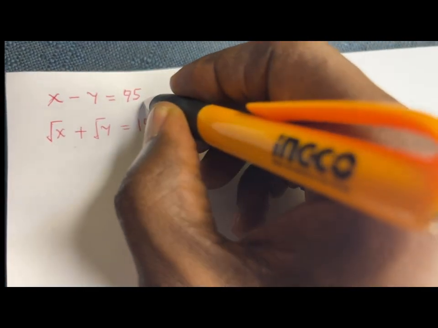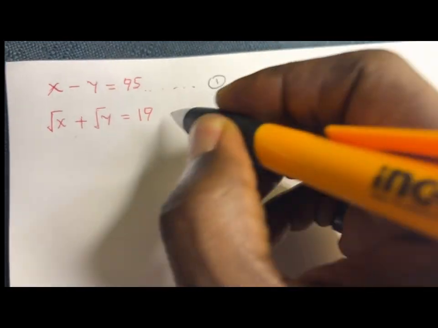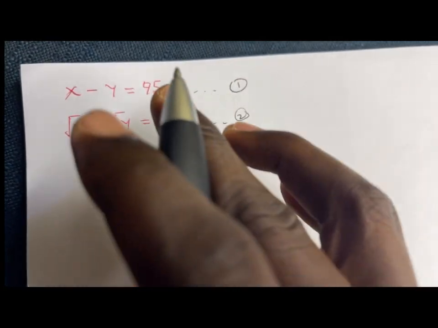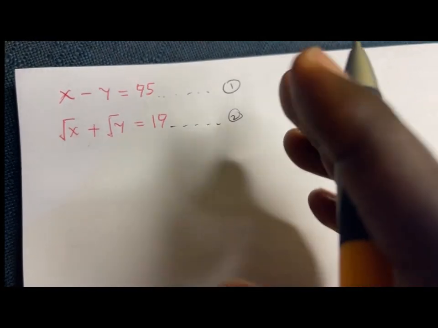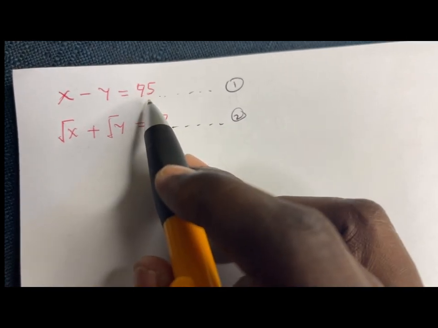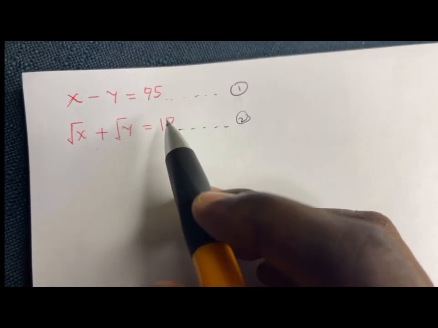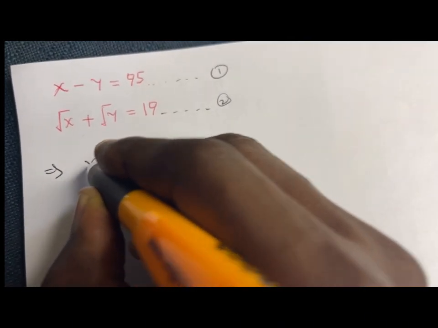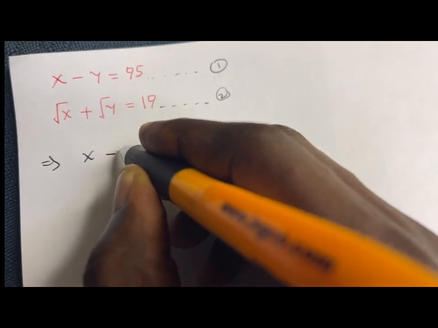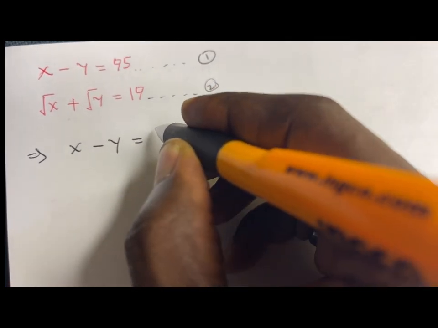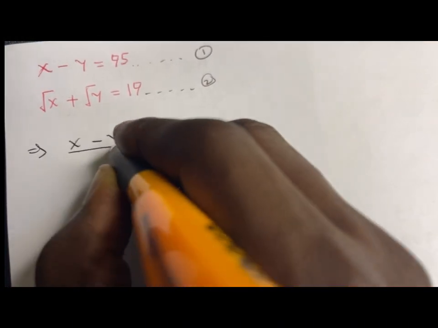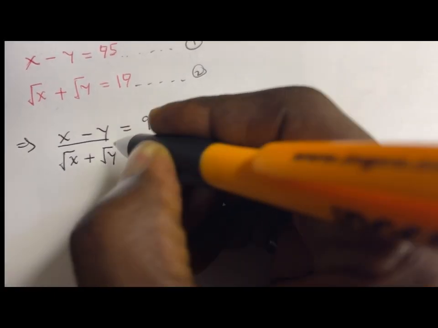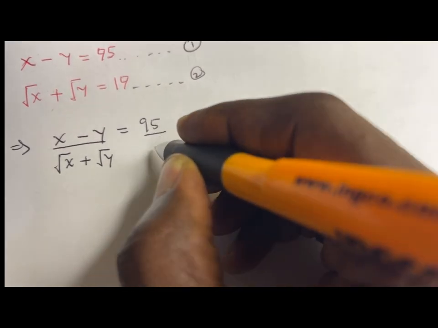I will make this equation 1 and this equation 2. So we divide equation 1 by 2. I always use the greater value on the smaller value. That implies that x minus y over the root of x plus the root of y equals 95 over 19.